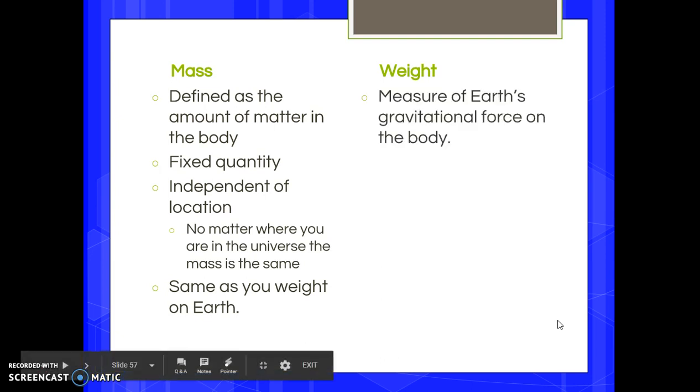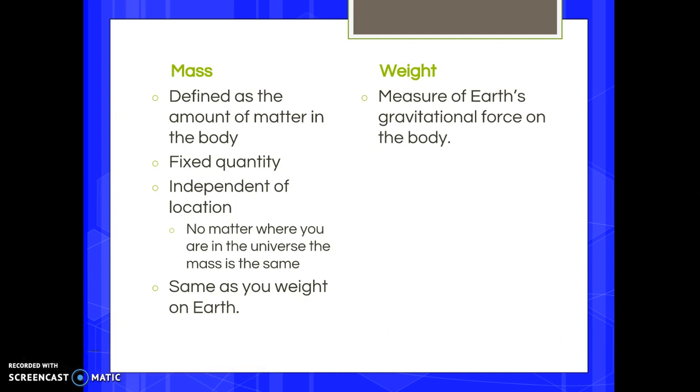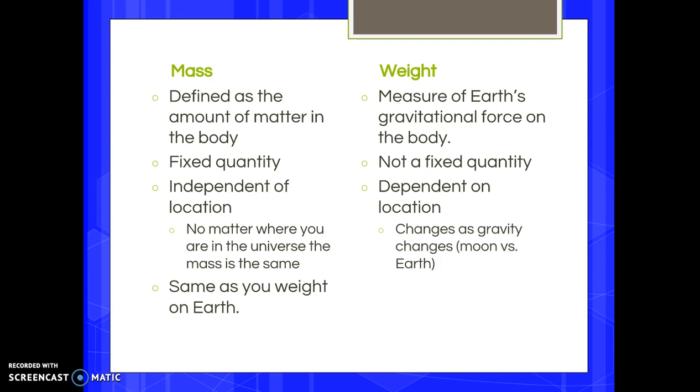Weight, however, is a measure of Earth's gravitational force on the body. So you stand on a scale, and it's how much gravity is pulling down on that spring that's in that scale. And that's what tells you the weight. That's what correlates to the weight. So it is not a fixed quantity because it's based on gravity. So it's dependent on location. If I change the gravity, I'm going to change your weight. So it changes as gravity changes. You're going to weigh less on the moon because there's less gravity.